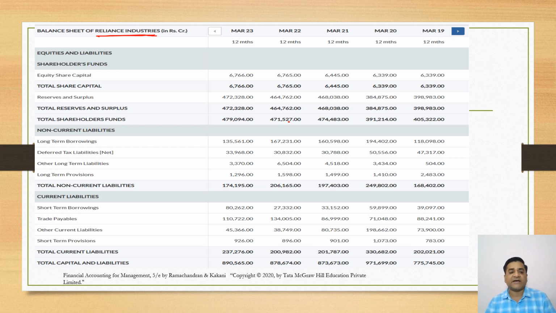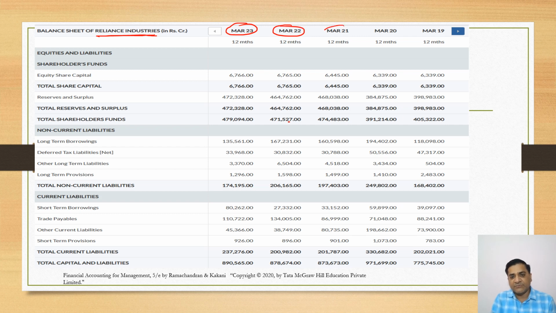So what I have done is I have broken the balance sheet into two parts. The upper portion is shown here. The lower portion of the balance sheet, which comprises the assets, would be shown in the next slide. Now see how companies prepare the balance sheet, right? Here you have the numbers for the year ending 31st of March 23. Then you have numbers for 31st March 22.